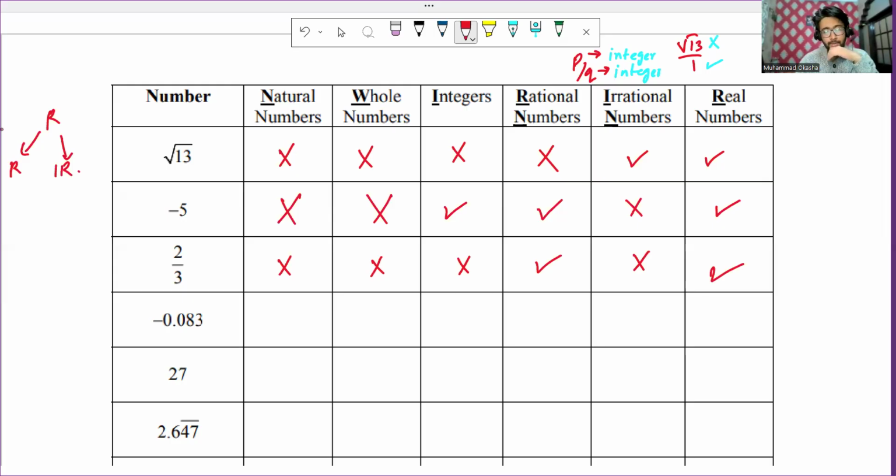Negative 0.83, very interesting. Not a natural number, not a whole number. We know that, definitely not an integer. Is it rational? Let's see. Let's make three jumps forward. So it's going to be negative 83 over 1,000 because we made three jumps. Now, is it rational? Let's see. Is the top an integer? Yes. Is the bottom an integer? Yes. So it is a rational number. All right. If it's rational, it's not going to be irrational. It's definitely a real number.